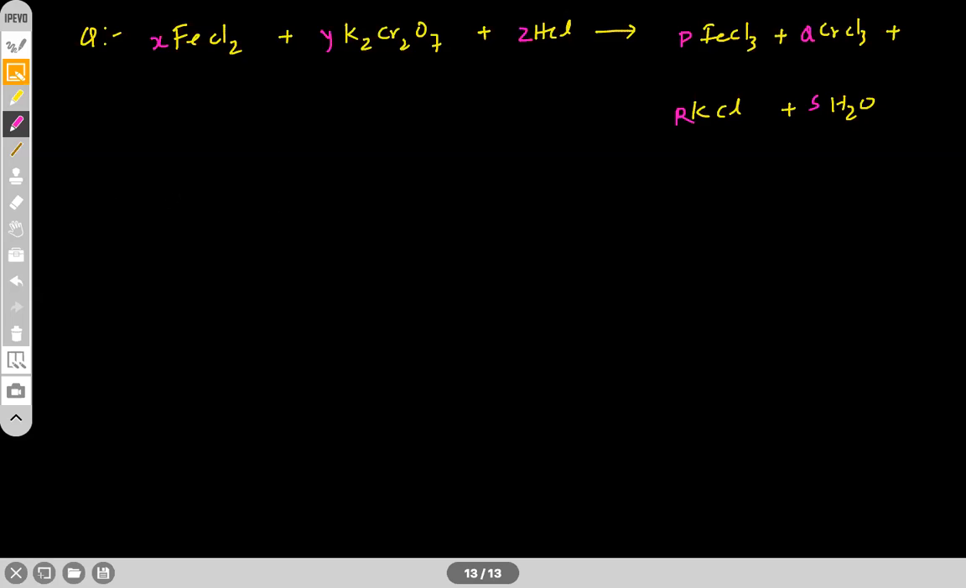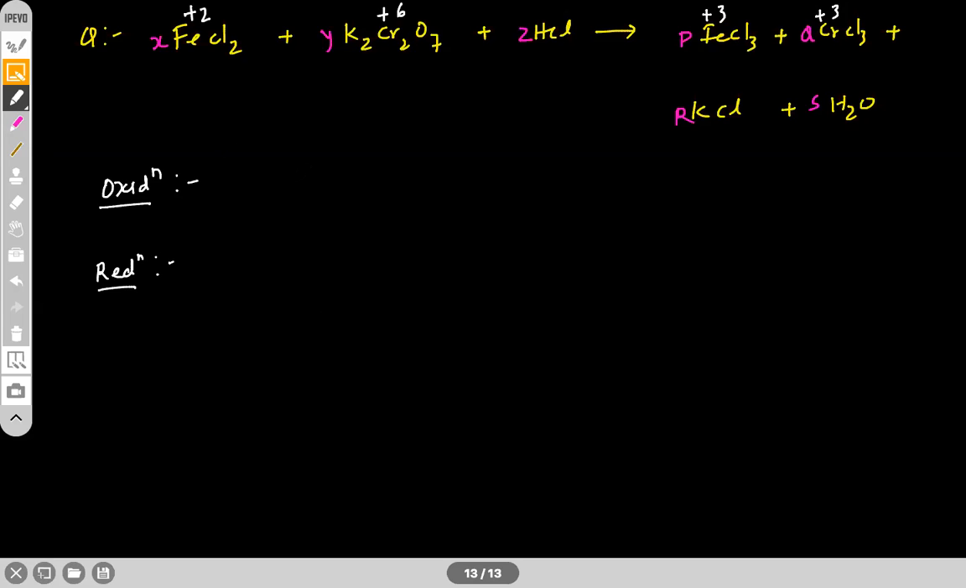Okay, fine. I'll do this. So first of all, what we need to do? We need to divide the equation into two halves, that is oxidation half and reduction half. To identify this, we need to first find out the oxidation state. So iron is +2 here, and here it is +3. Let me know if you have any difficulty in finding out the oxidation state of this. Chromium is +6 here, and this is +3. All other atoms have the same oxidation state.